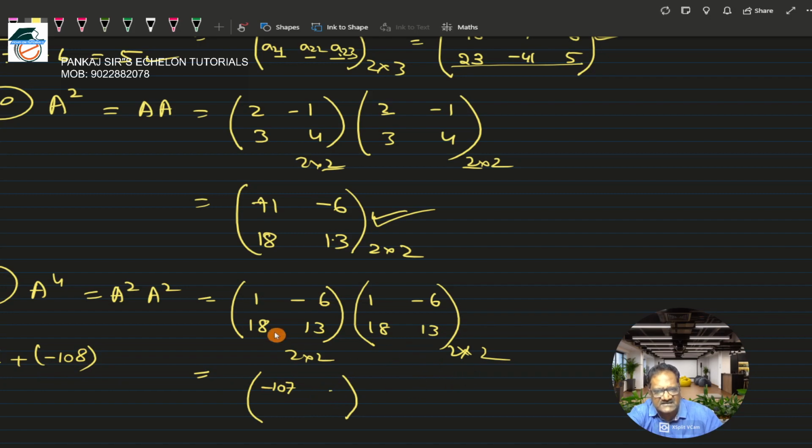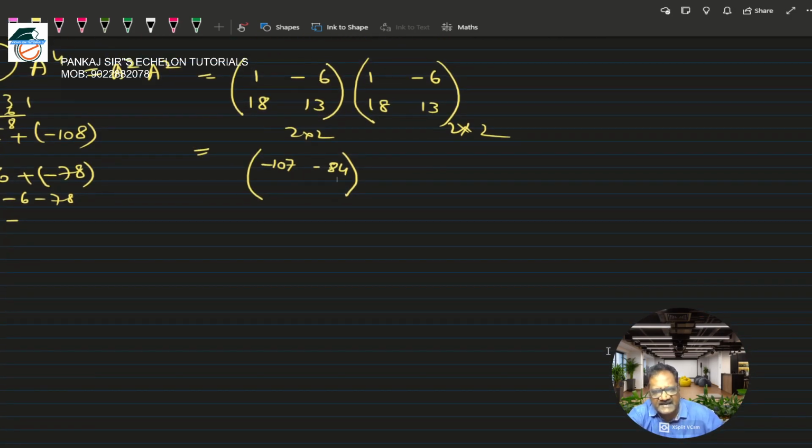Now for this, it will be first row, second column. So first row is minus 1, 1 into minus 6 is minus 6, and this is minus 6 into 13. Now 13 into 6 is 78. So minus 6 minus 78 works out to minus 84.